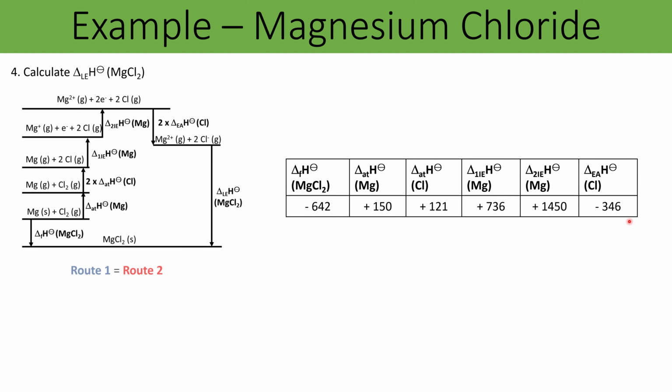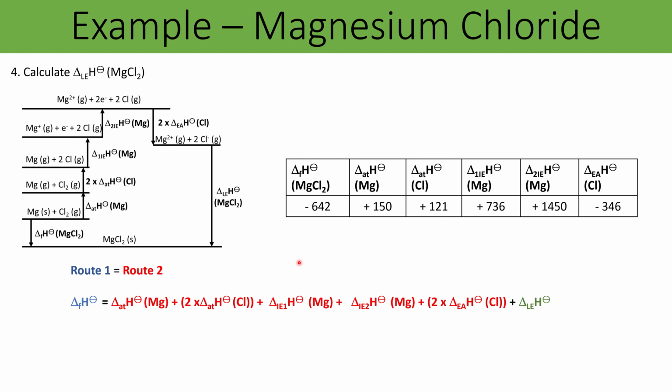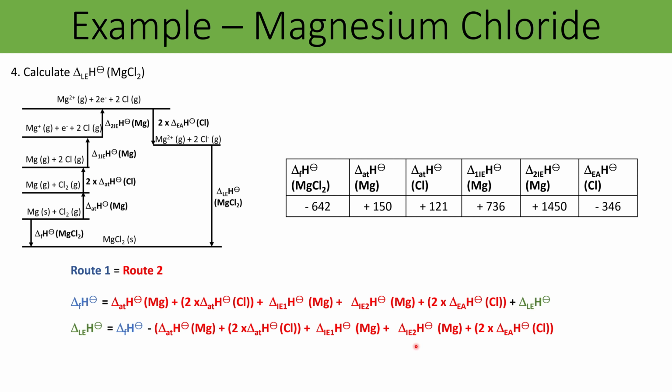So what I'm going to do now is insert these values. Okay, so we said that route 1, this route here, is equal to this route going from the same position all the way round back to the ionic compound. And we're trying to work out the lattice enthalpy, so we need to rearrange for the lattice enthalpy. And we've written it out like this, and you will be expected to write it out like that in the exam. So deal with it.